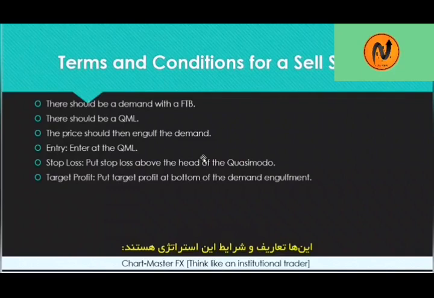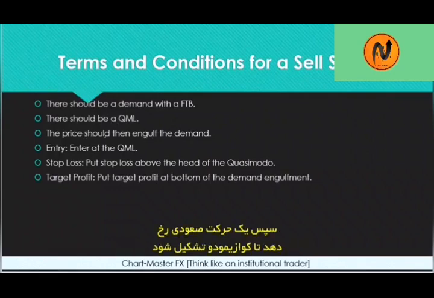So guys, these are the terms and conditions of this magic comrade. There should be a demand with a first time back. Once we have a demand with a first time back, then there should be a Quasimodo level, as you have seen on the anatomy. The price should then engulf the demand. Once we have an engulfment of demand, that's the final push, and you know that the conditions of the Quasimodo have been met. Then you wait for the price to come to the Quasimodo level.